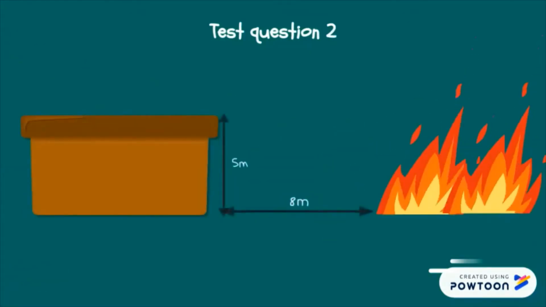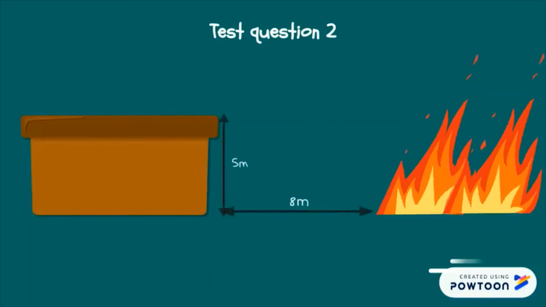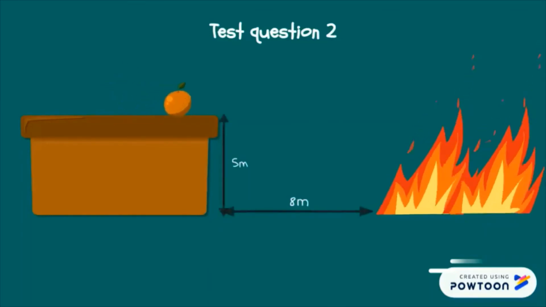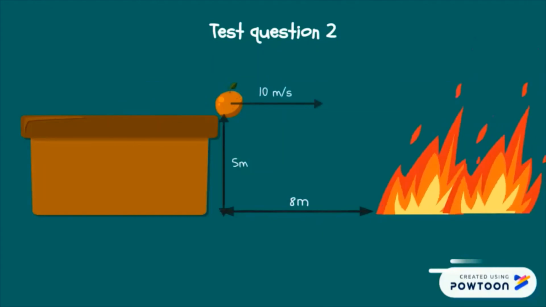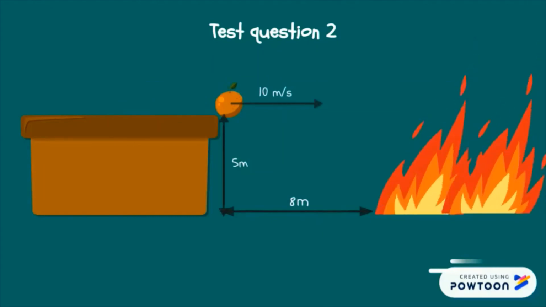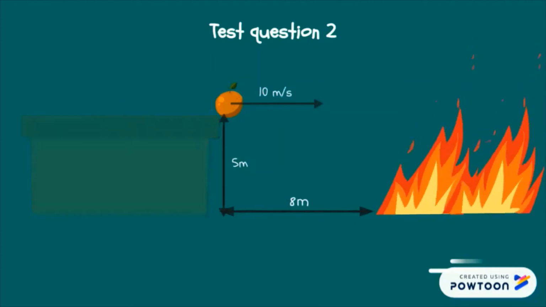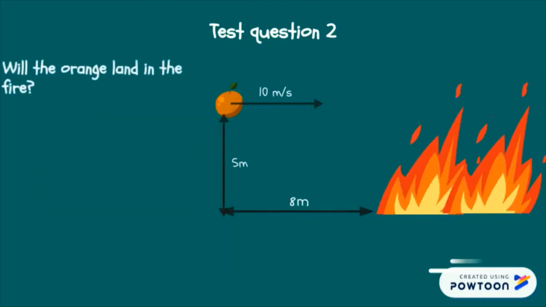If we were to have a raised platform that is 5 meters tall and it's 8 meters away from a fire, if an orange were to fall off the counter at a speed of 10 meters per second, would the orange land in the fire?